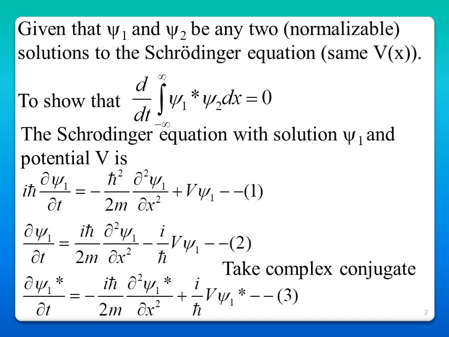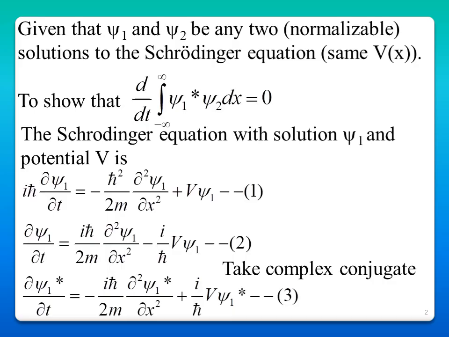So given that ψ1 and ψ2 are any two normalizable solutions to the Schrödinger equation with the same V(x), now we have to show that d/dt of the integral from minus infinity to plus infinity of ψ1* ψ2 dx equals 0.